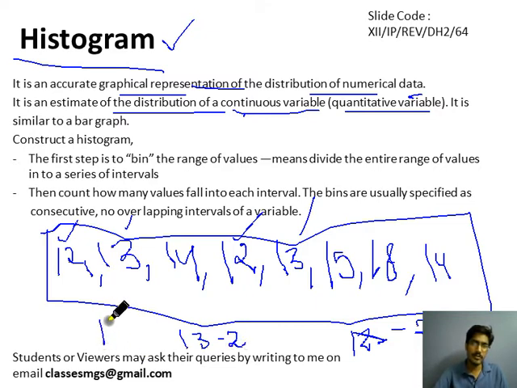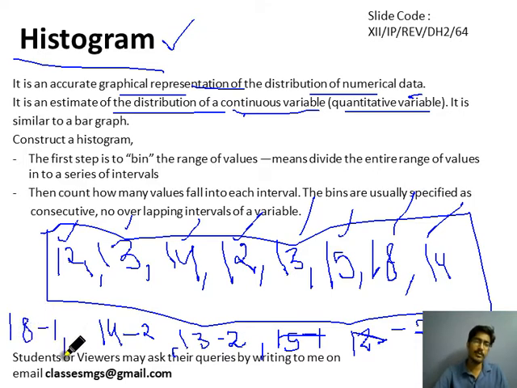What is the frequency of 14? 14 is repeating how many times? 1, 2. So the frequency of 14 is also 2. Let's suppose we have 15. Then what is the frequency of 15? 15 is not repeating, it is only 1, so we will set the frequency to 1. Similarly 18 doesn't repeat, so 18 will have the frequency 1.